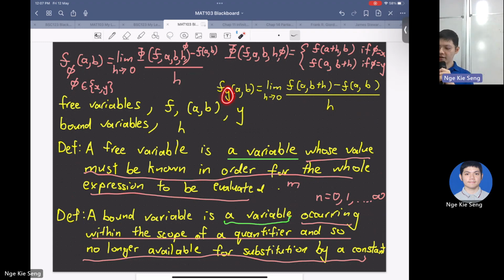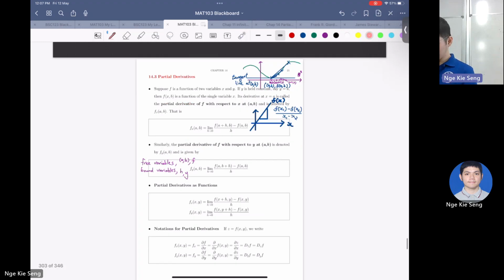This y here, I think we cannot talk about this y in this context. Maybe I'm not sure. So let's put this as a box first and see how we can do it.